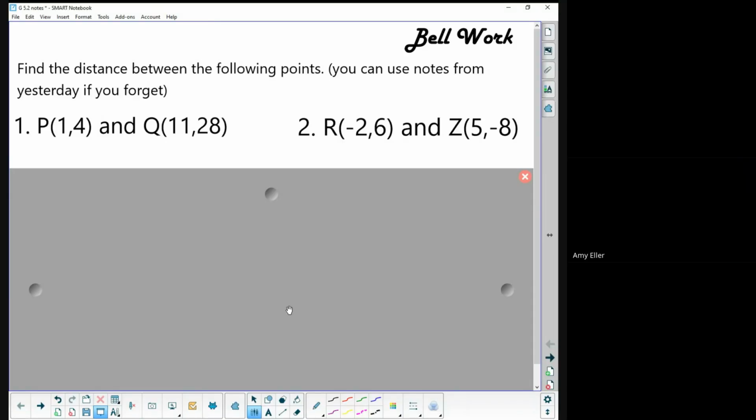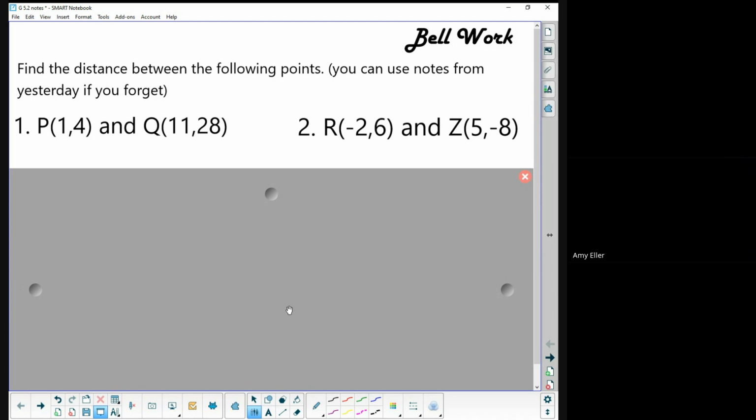Today is section 5.2. We're going to start with some bell work and a review of two questions from yesterday, doing distance. So find some scratch paper. These are the two problems you're going to work on. It says find the distance between the following points. You can use your notes from yesterday if you forgot. Go ahead and pause the video for a few minutes and then I will talk about the answers.